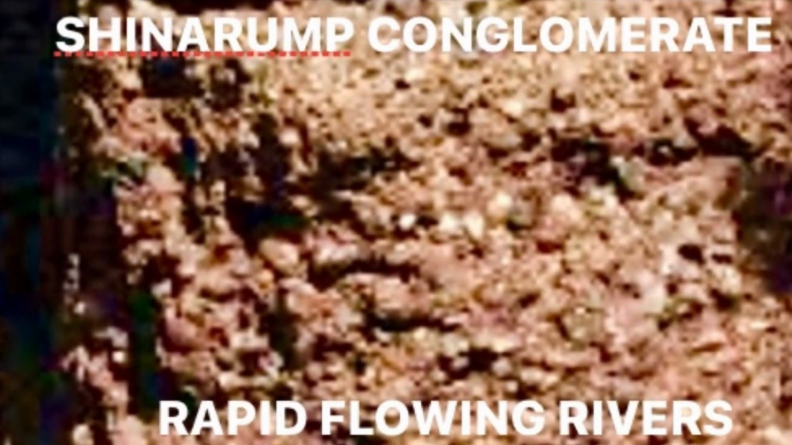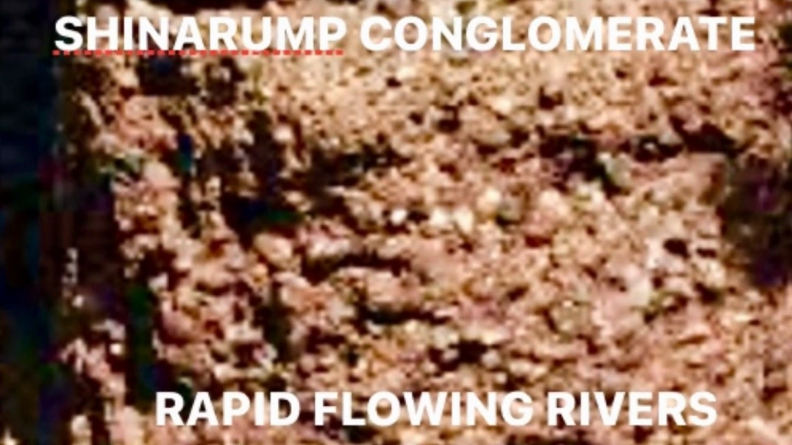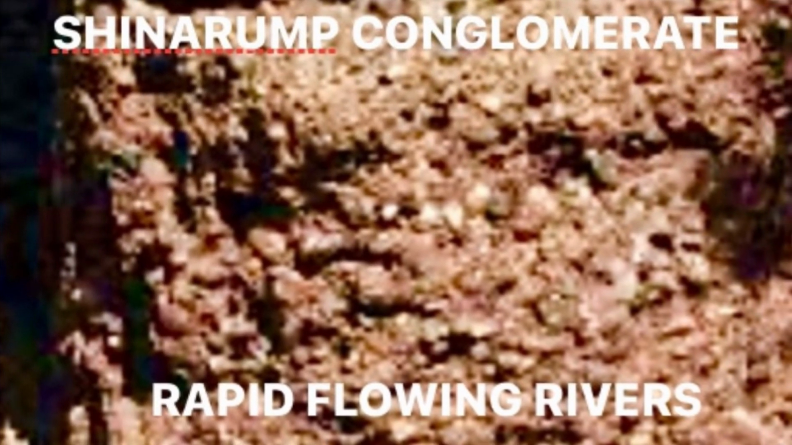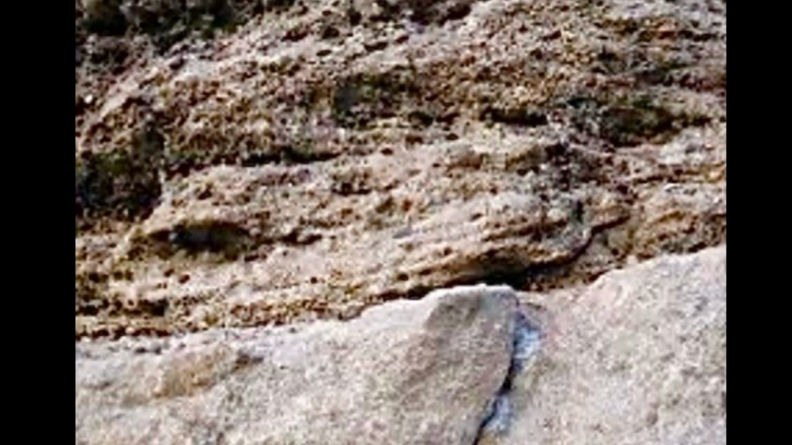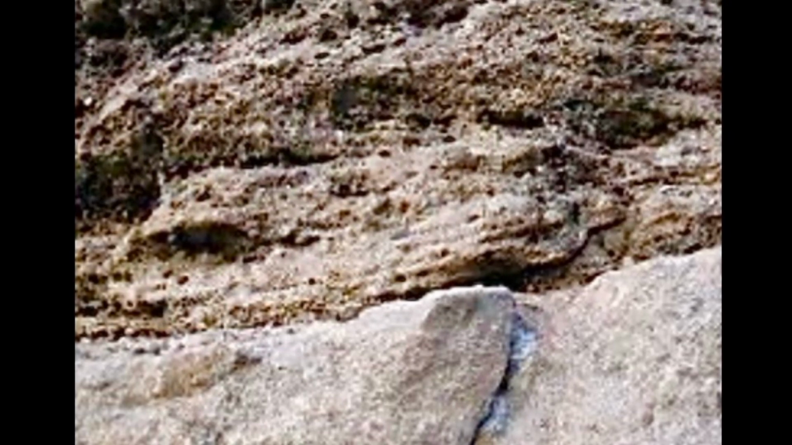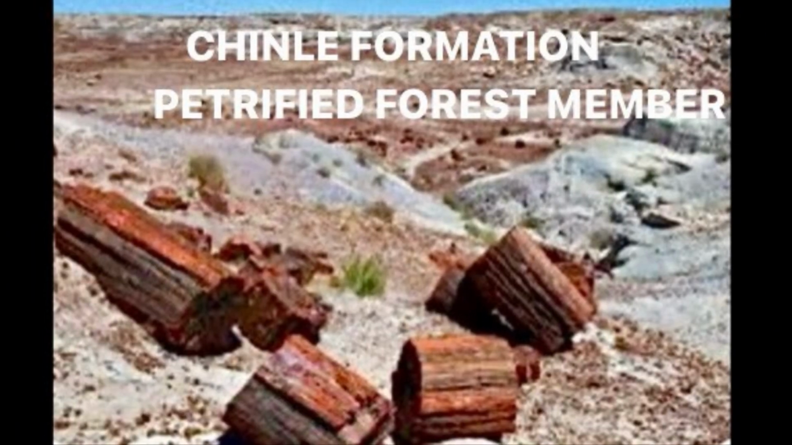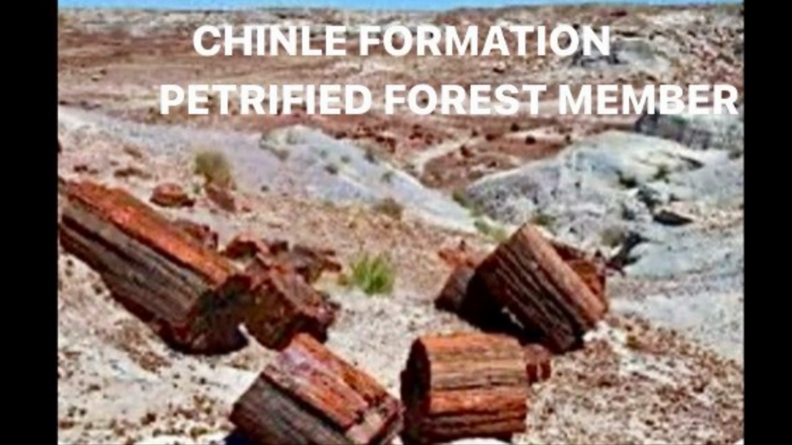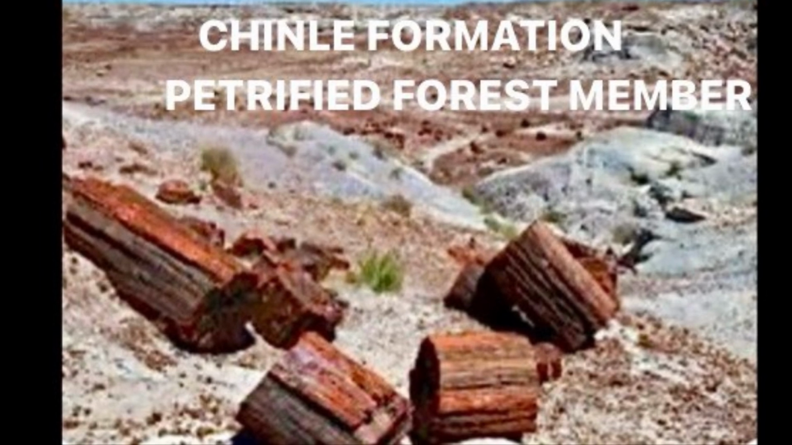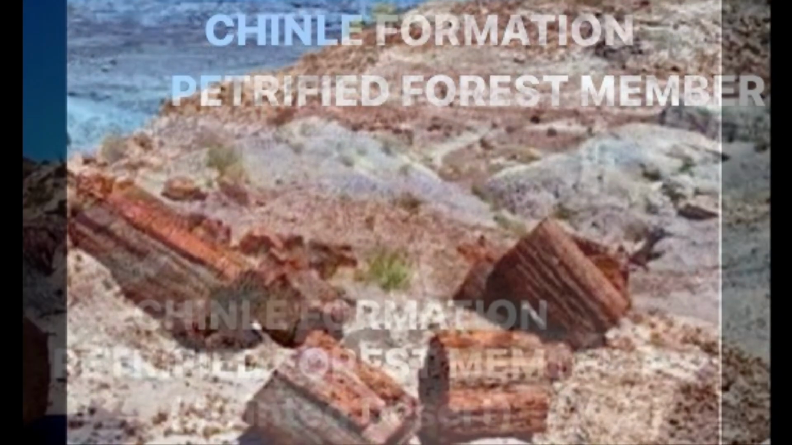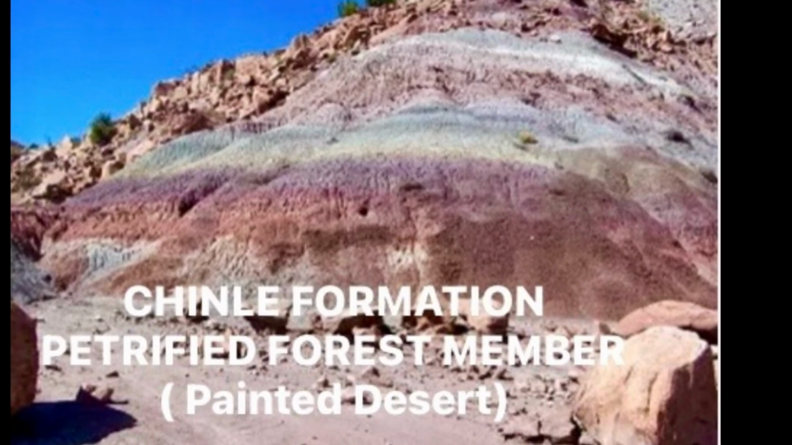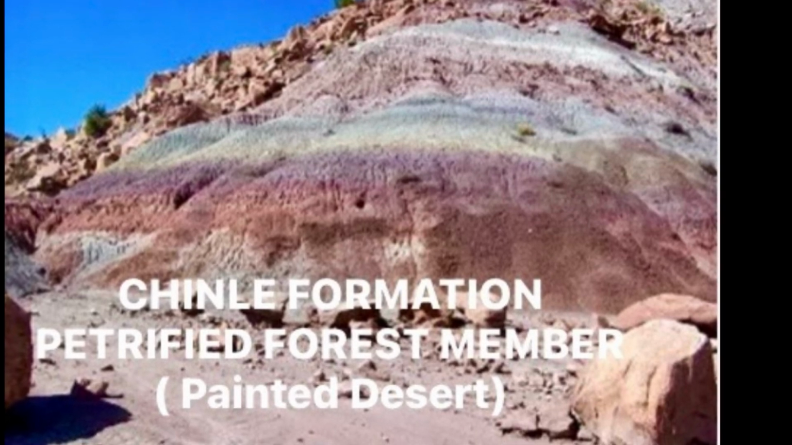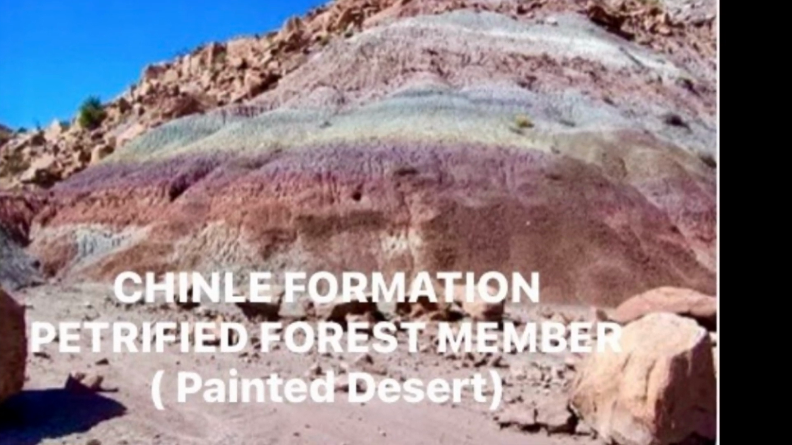Here are the best Shinarump conglomerate pictures that I could find. And one lucky thing about this is that if you can find this conglomerate in the rock stack, you know you're looking at the beginning of the Chinle Formation. The next deposit of the Chinle Formation was the Petrified Forest member, which includes the Painted Desert rocks. These are mainly mudstones that were deposited in a low gradient river environment.